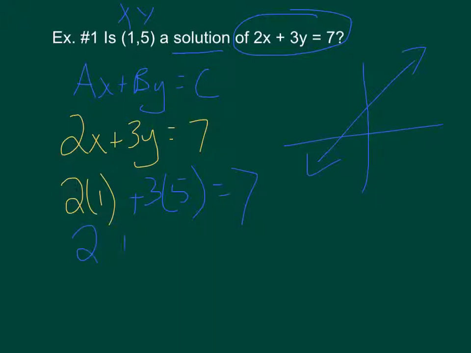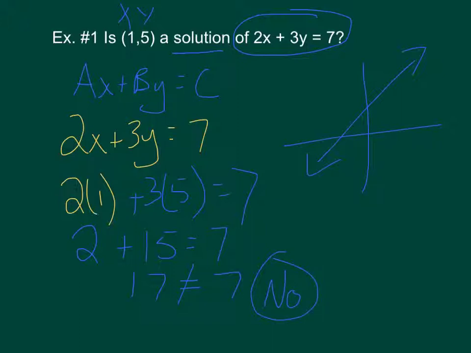2 times 1 is 2. 3 times 5 is 15. Does 2 plus 15 equal 7? Well, not in this universe. 17 does not equal 7, that's pretty silly. Alright, so we would say the answer is no.